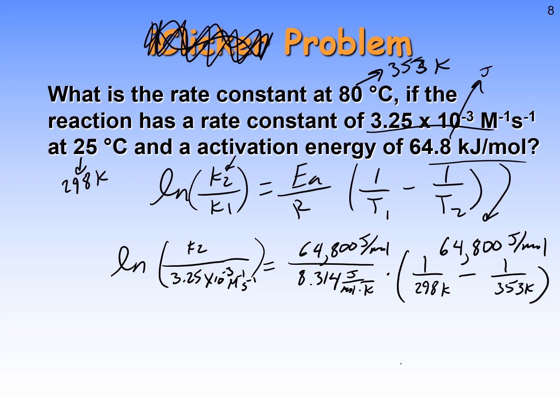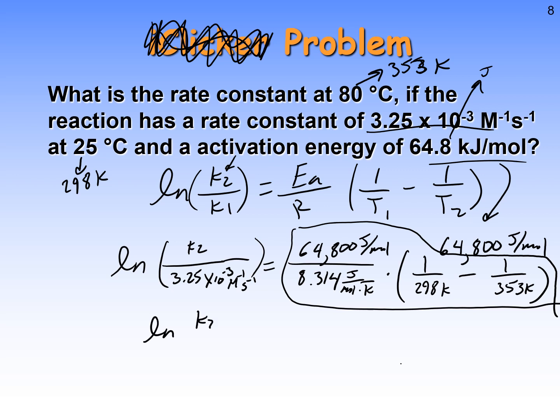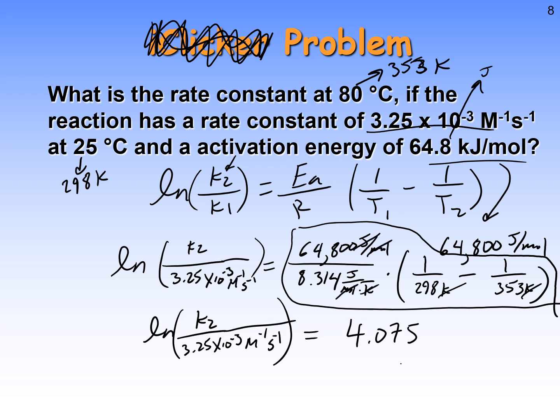And again, at this point, the first thing I would do is just solve for everything on this side of the equation and get a value. So let's do that. And what we get here is that natural log of K2 over 3.25 times 10 to the negative 3 is equal to 4.075, give or take. This is a unitless value on the right because all of the units canceled, right? These Kelvins canceled here, the moles canceled there, the joules canceled there.